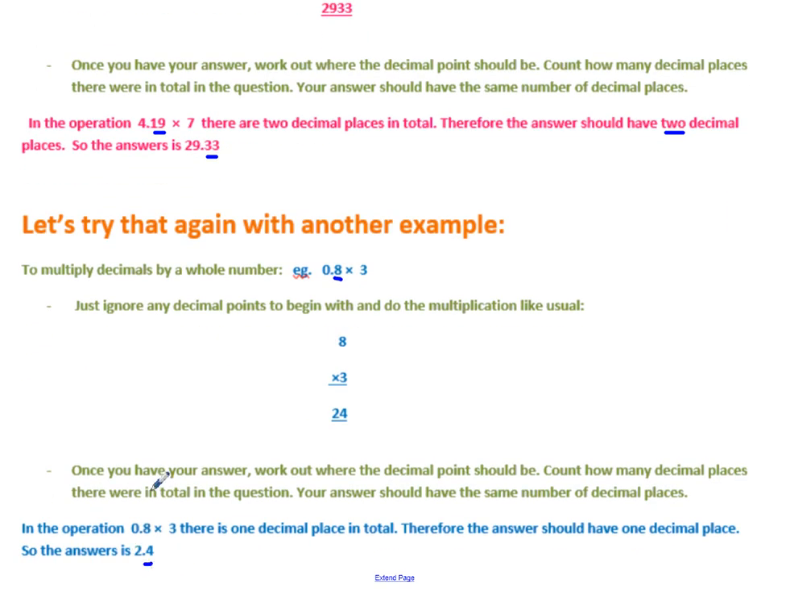1 decimal place. So once you have your answer, work out where the decimal point should be. As I said, count how many decimal places there were in total in the question. There was 1 DP in the question, therefore the answer should have 1 decimal place. So 2.4 is our final answer for that one. And for the other one, it was 29.33.